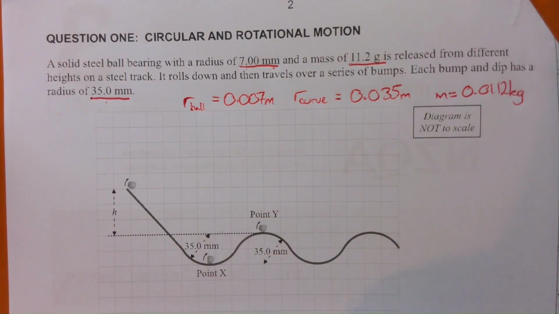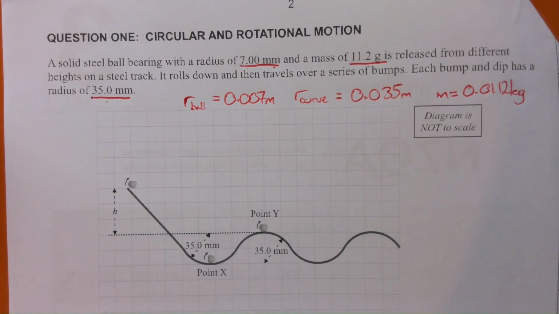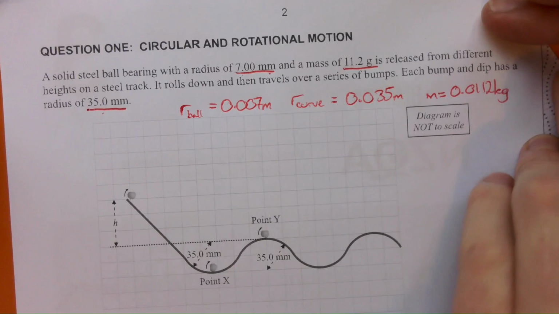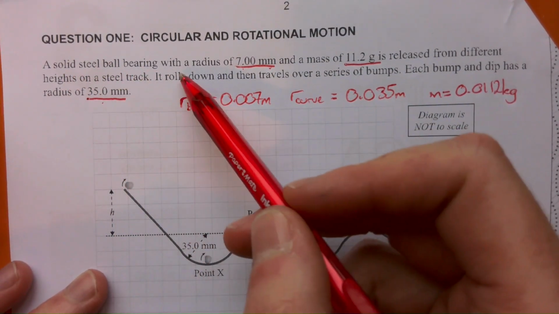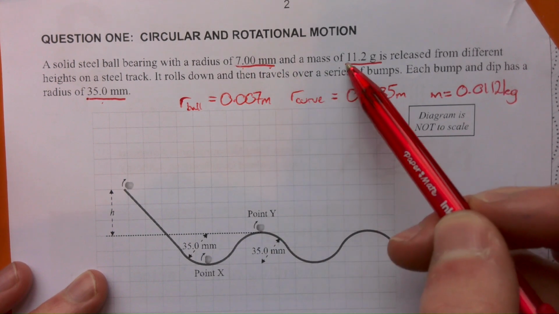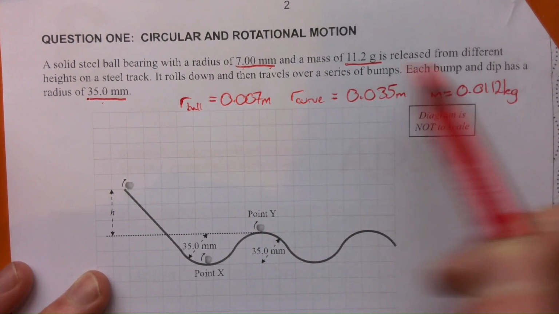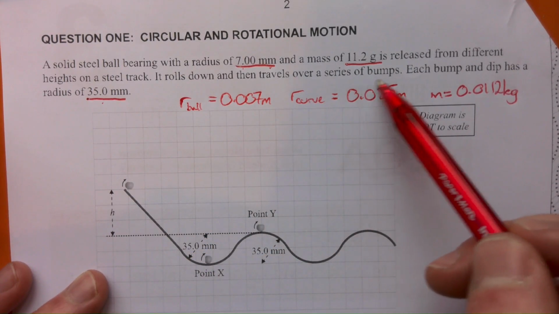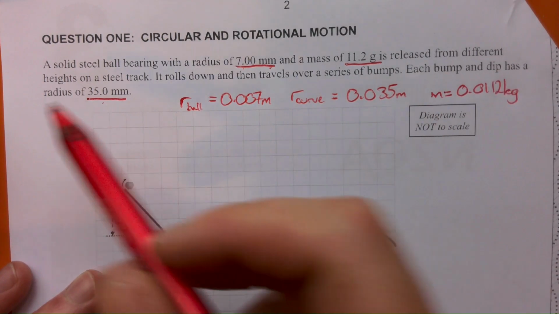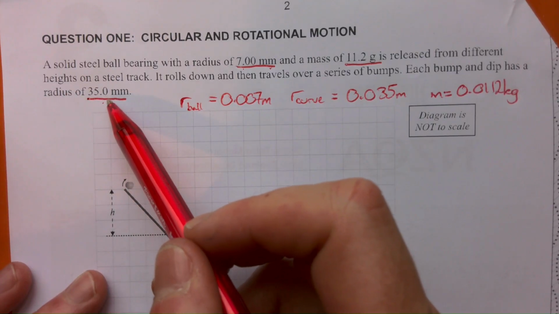Now, already I've started to annotate it, because I messed up my words on the first attempt of this, so I'll just quickly go through this. We're told that a solid steel ball bearing with a radius of 7mm and a mass of 11.2 grams is released from different heights on a steel track. It rolls down and then travels over a series of bumps. Each bump and dip has a radius of 35mm.